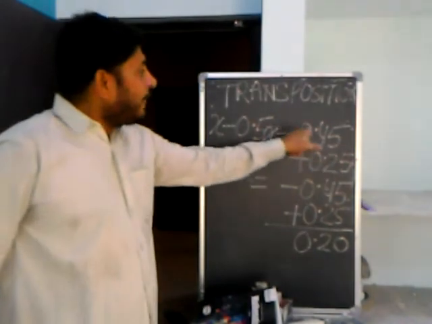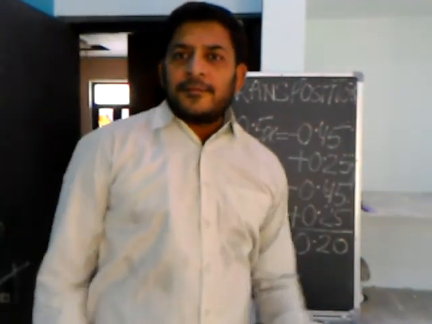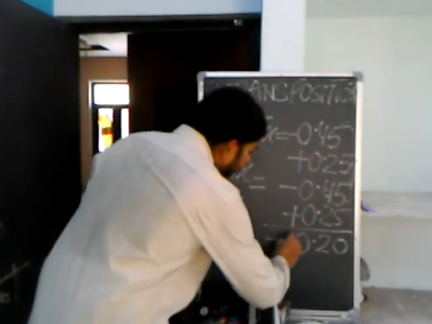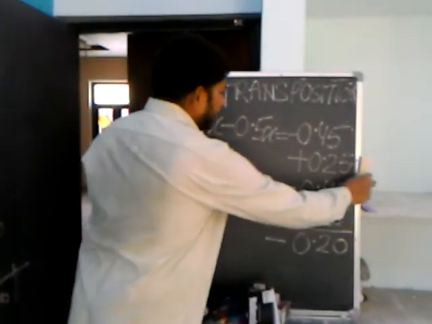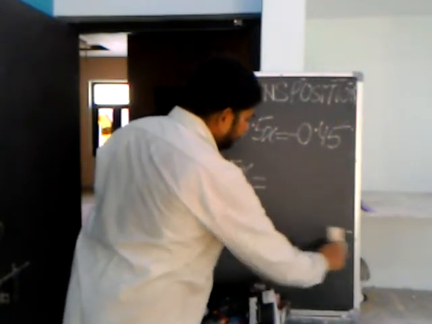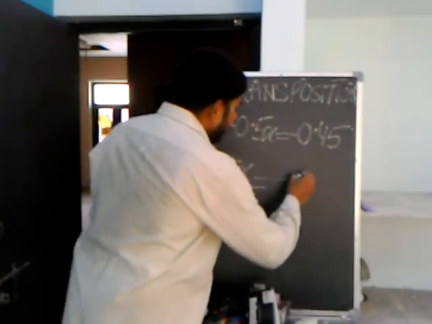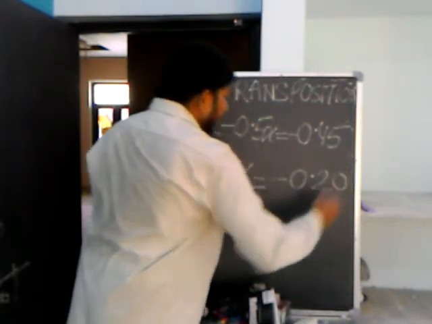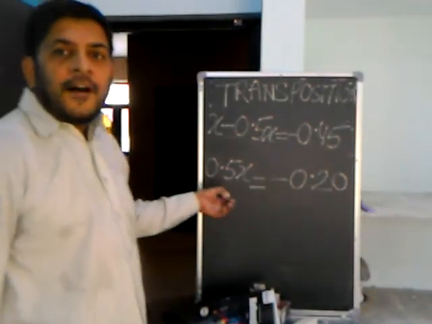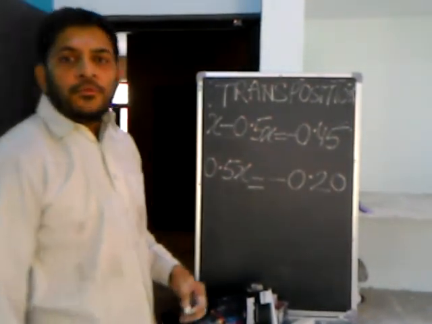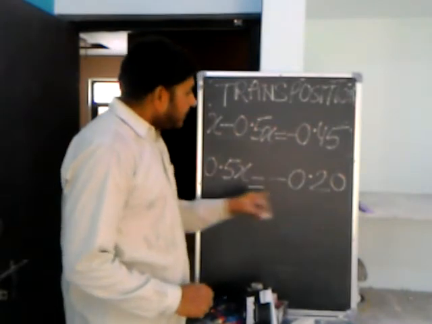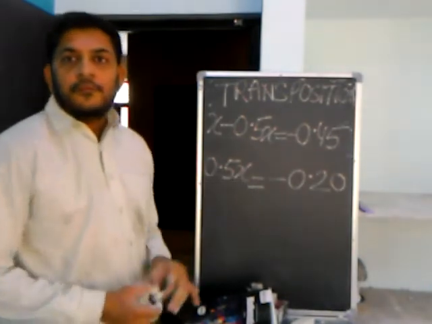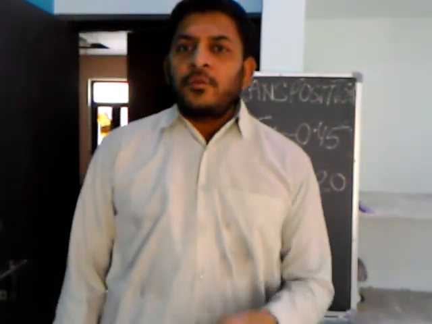Now, since minus 0.45 is larger than plus 0.25, the sign will be this point. So it becomes minus 0.20. But still I am far from my answer. Now what I need to do is divide this 0.20 by 0.5.